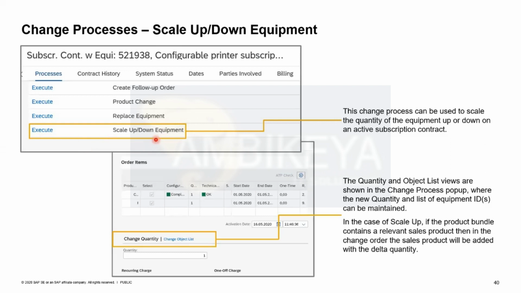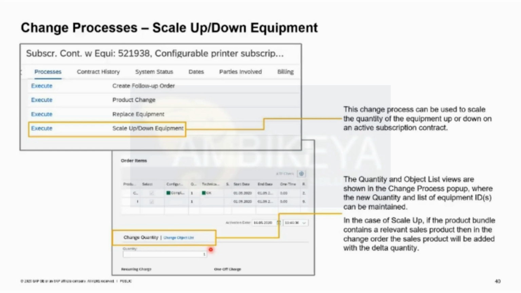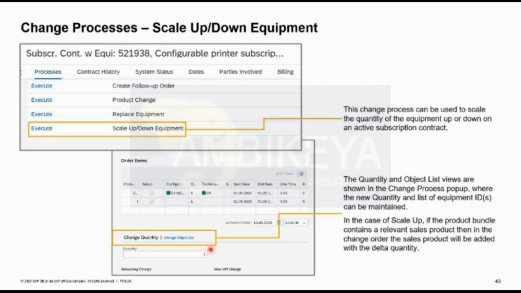So under scale up and down equipment, you ordered for 10 and you want to increase or decrease the number of equipments that you need. In this case, it is possible to execute it. It's very similar to the quantity change process, but in this case, there will be an additional assignment block called change object list, where you can remove whatever devices you don't need and add whichever is new. So that is about the device as a service.